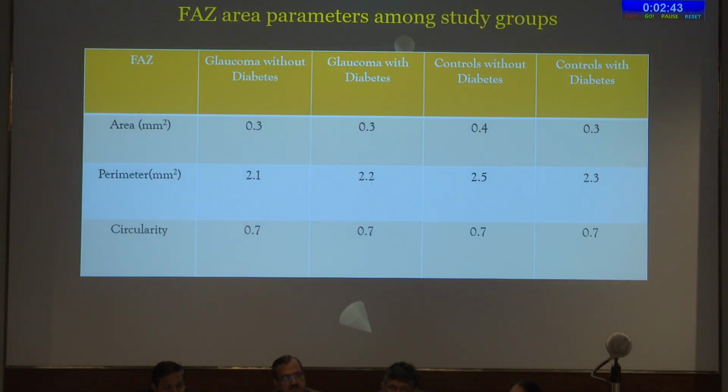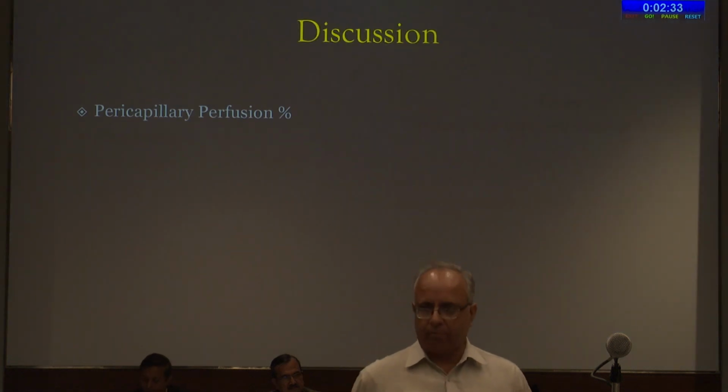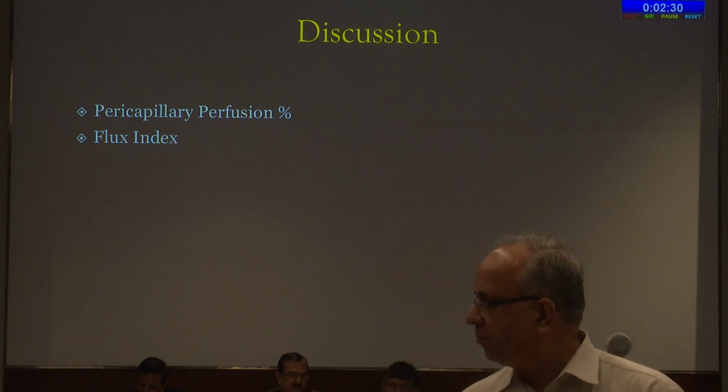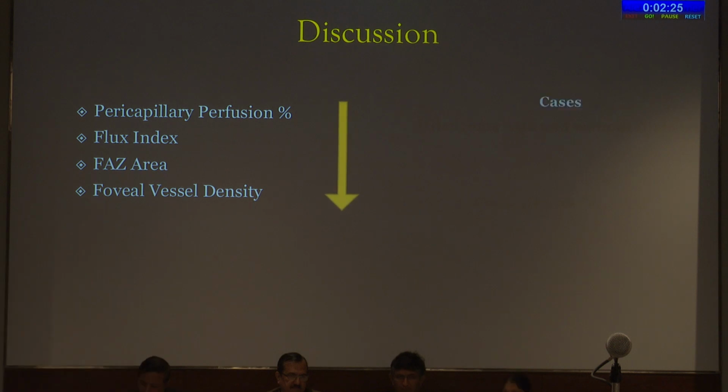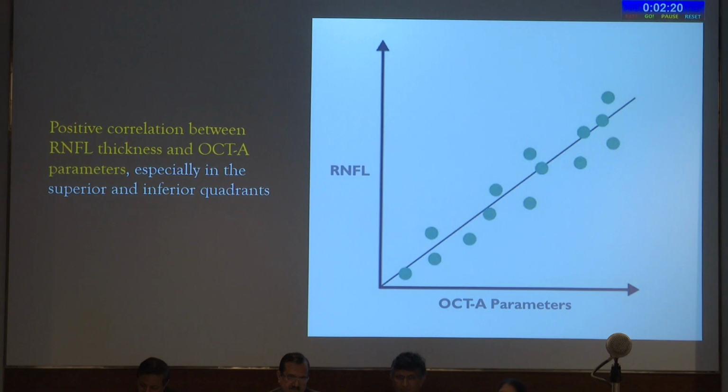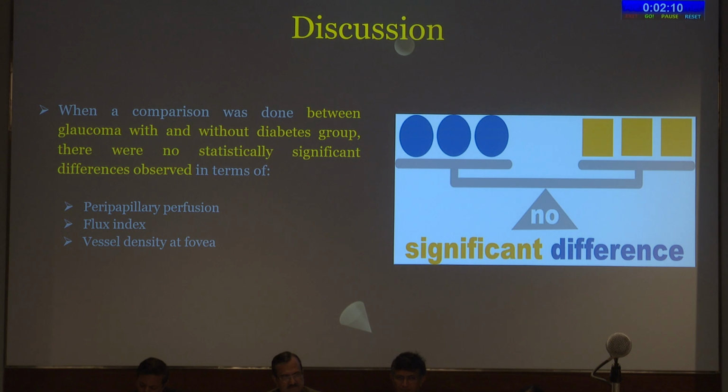The foveal avascular zone area parameters among study groups did not show any significant reduction in the control groups as compared to the cases. The peripapillary perfusion percentage, flux index, foveal avascular zone area, and foveal vessel density showed reduction in the glaucoma with and without diabetes groups and controls with diabetes groups. There was a positive correlation seen between the RNFL thickness and OCTA parameters, especially in the superior and inferior quadrants. The glaucoma with diabetes group was the maximum area of interest.